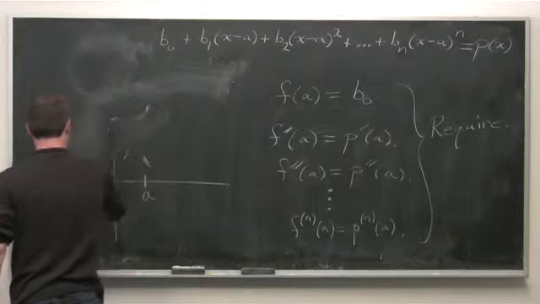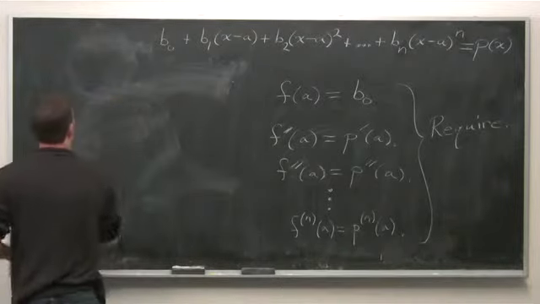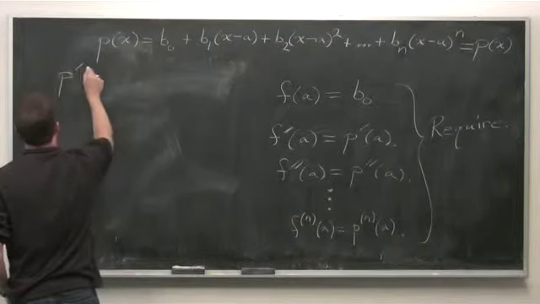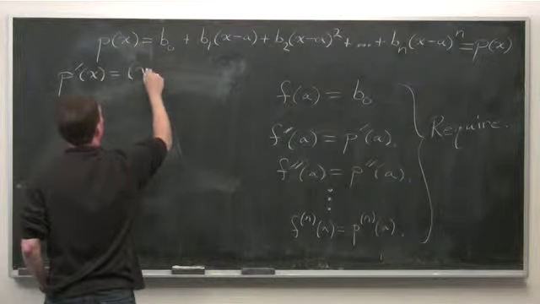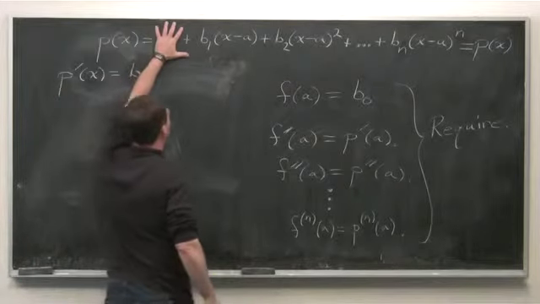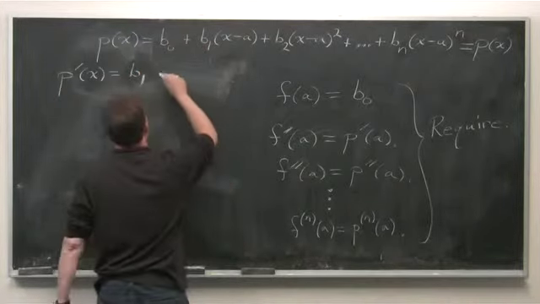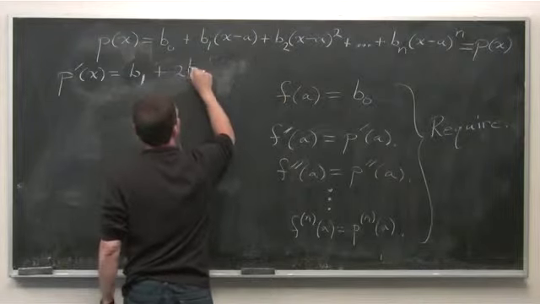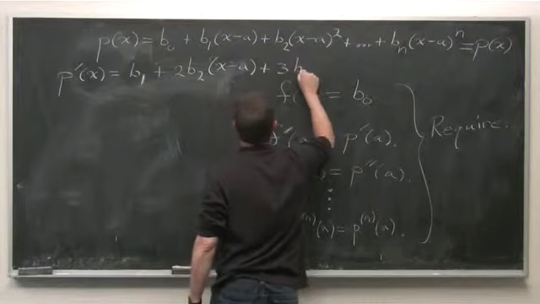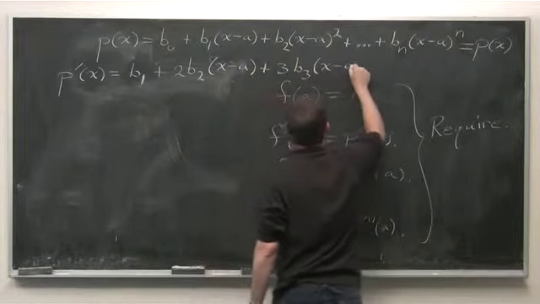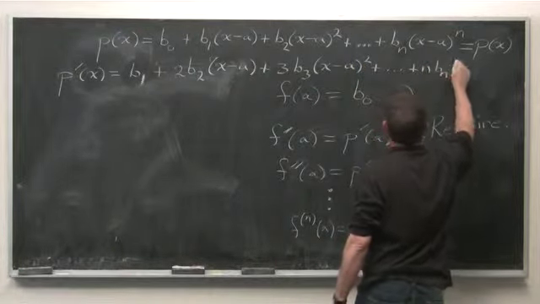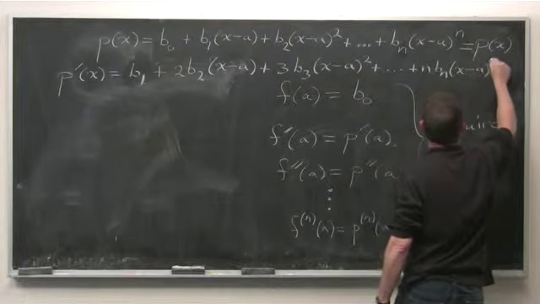So I'll put the p of x over here. So what's p prime of x? It's b1 times, so this term goes away. The derivative of this term is b1, plus the derivative of this term, you get a 2b2 times x minus a. The next term would be a 3b3 times x minus a squared, and so on up to plus n times bn times x minus a to the n minus 1.